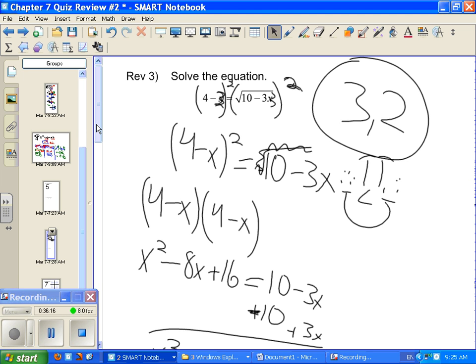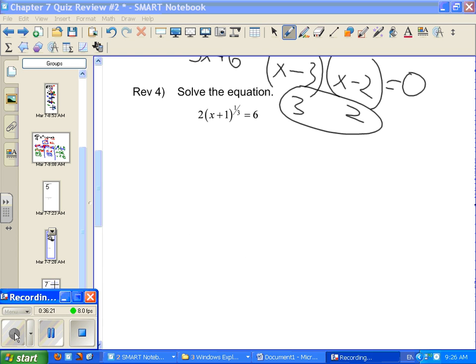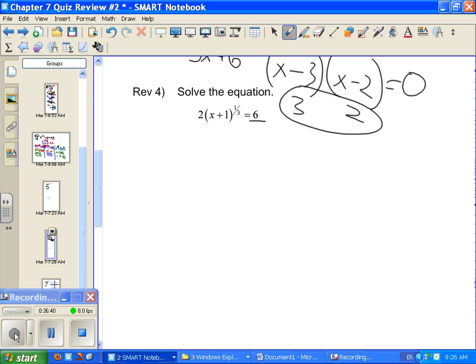Okay, you got this one. Sparky, for this one, you would want to distribute this cube, right? Get it out. Not distribute, but put it on both sides. Divide by 2. So it'd be x plus 1.